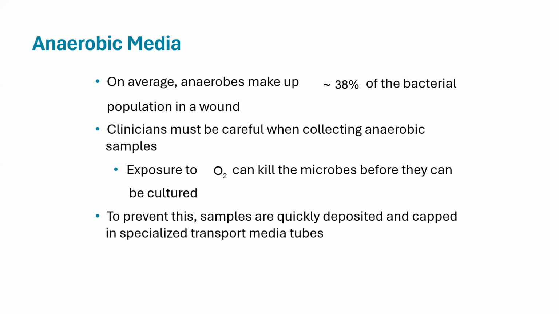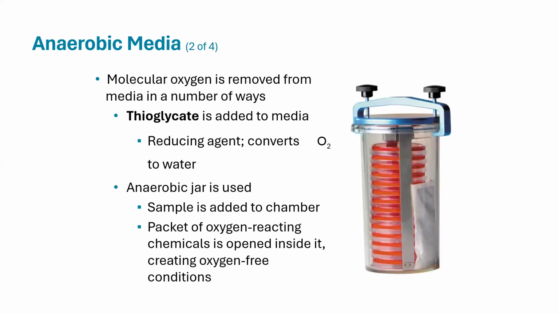And so we have special types of tubes that are used. So like when you're taking samples as a practicing nurse, you might need to collect a wound sample in a specific tube to transport it to the lab so they can culture for anaerobes. Once they're being cultured, there are a couple of different ways to do this. You can add thioglycolate to the media. You might use something like this anaerobic jar. Regardless, the key is that to grow anaerobes, you need to remove oxygen.